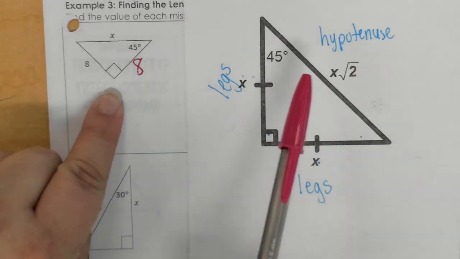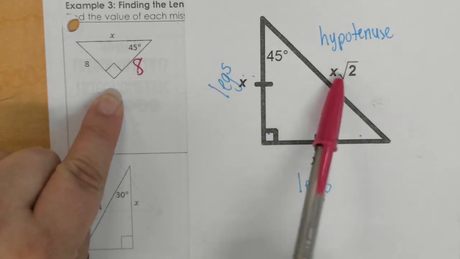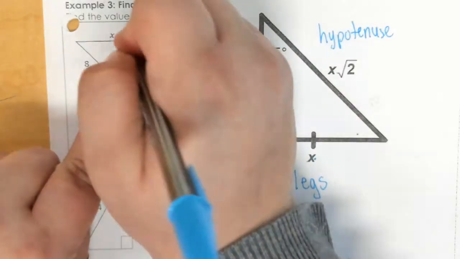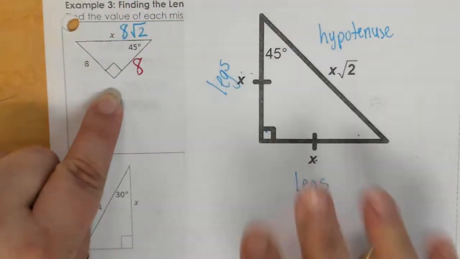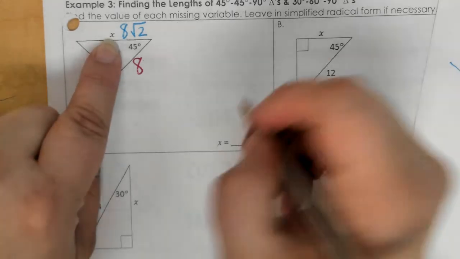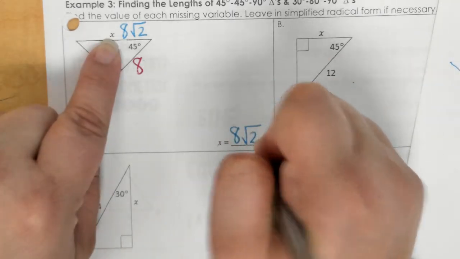Your hypotenuse is your leg radical 2. So if my leg is 8, then my hypotenuse is 8 radical 2. And so in here they want just the x value, which is your hypotenuse. So 8 radical 2.